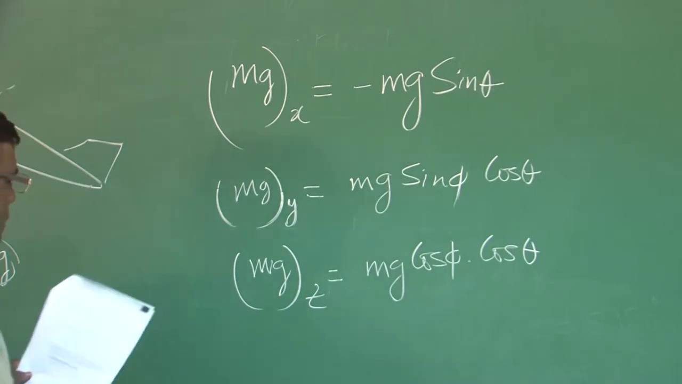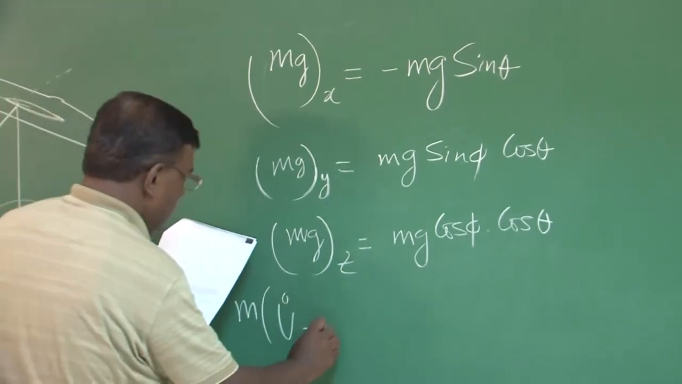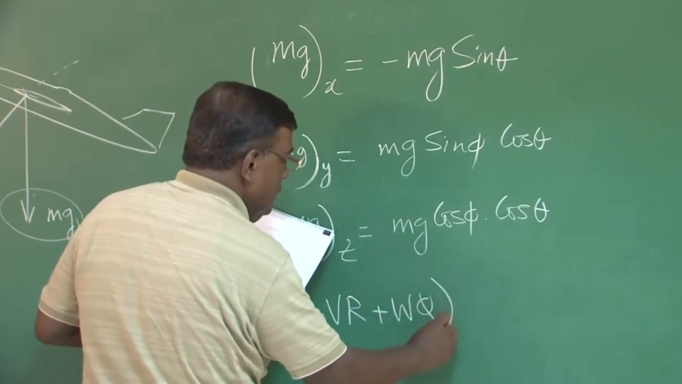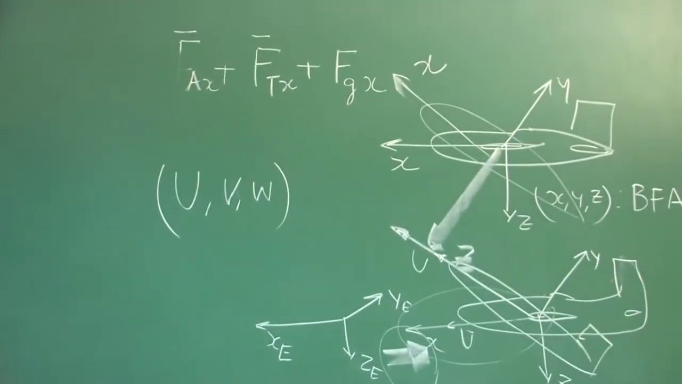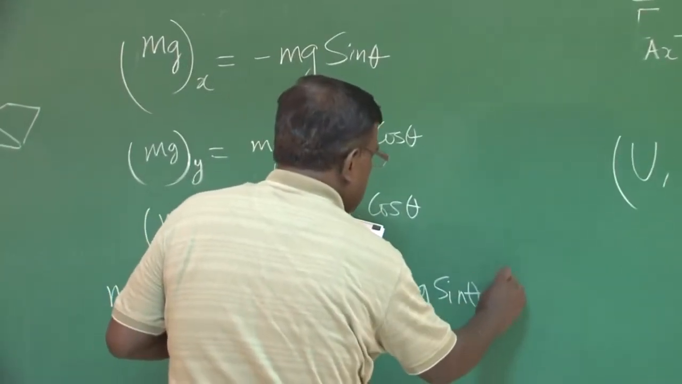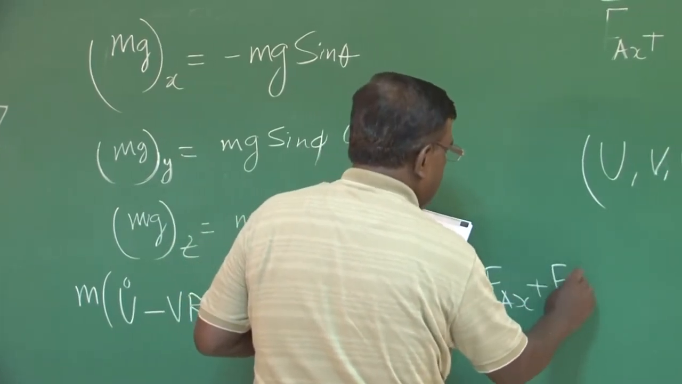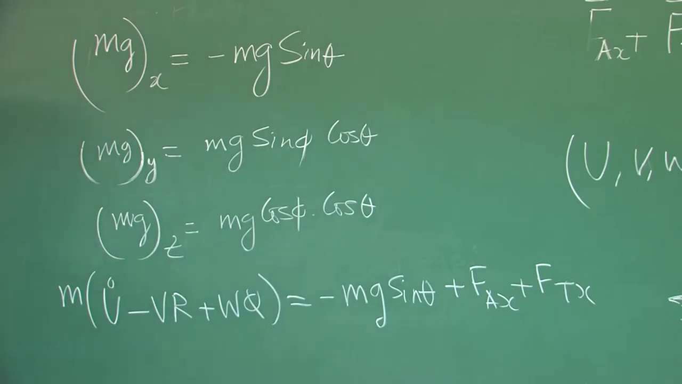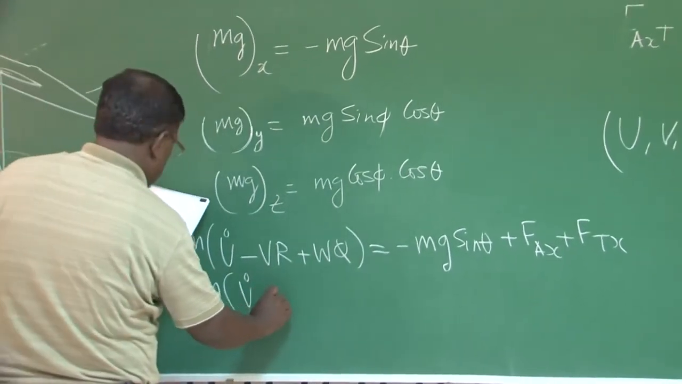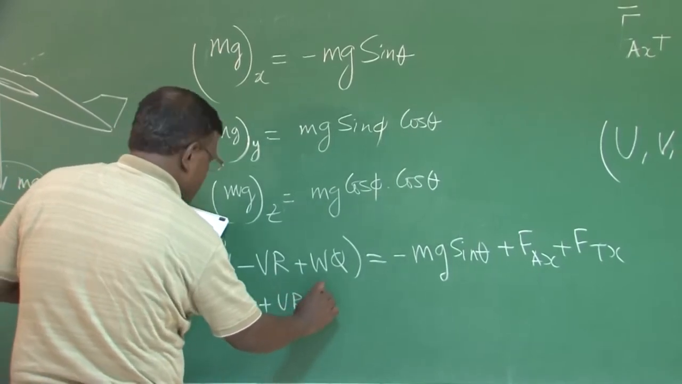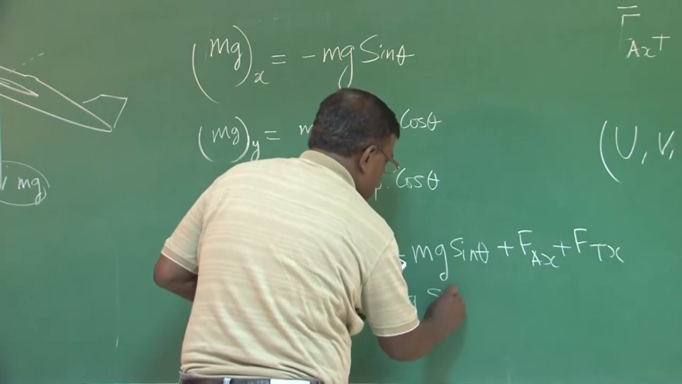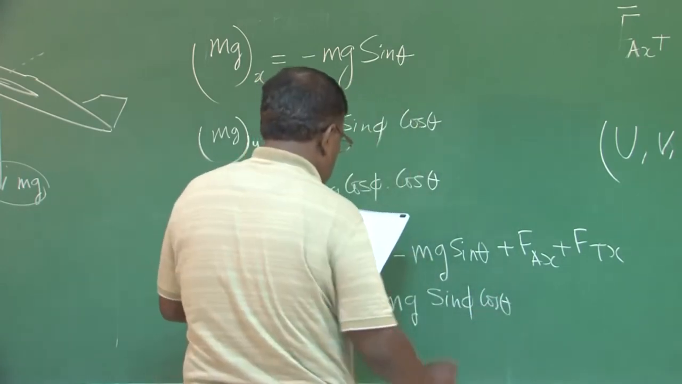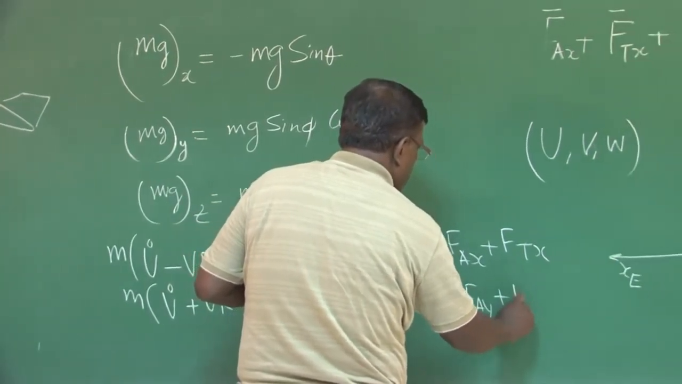So when I write this equation, m (u dot minus vr plus wq) equals F_gx, for this F_gx I will write minus mg sine theta, then the remaining F aerodynamic force x plus F thrust or propulsive force x. Similarly, for the other equation I can write m (v dot plus ur minus wp) equals mg sine phi cos theta plus F_AY plus F_TY.